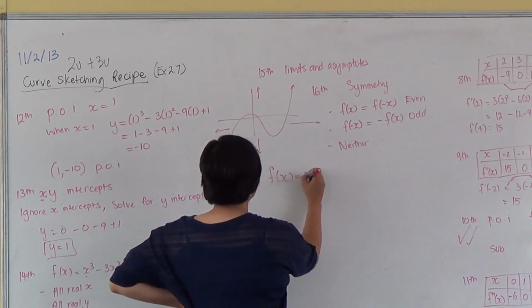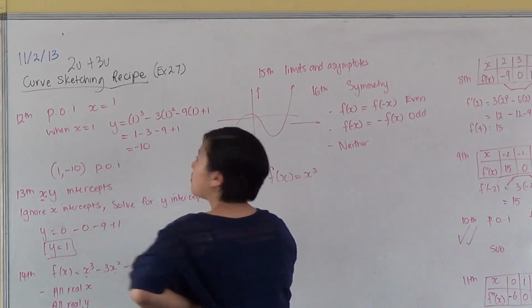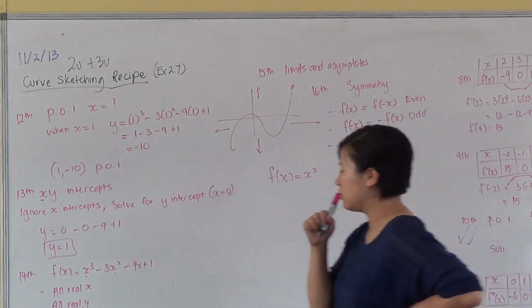Excuse me, for line 13, should it be 0 minus 0 minus 0 plus 1? No. Yeah.